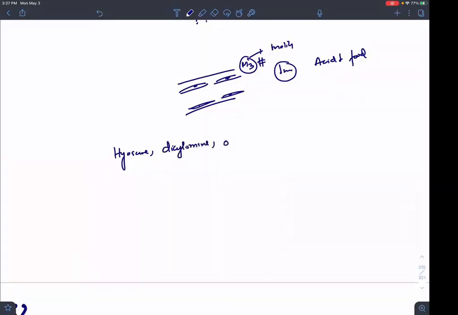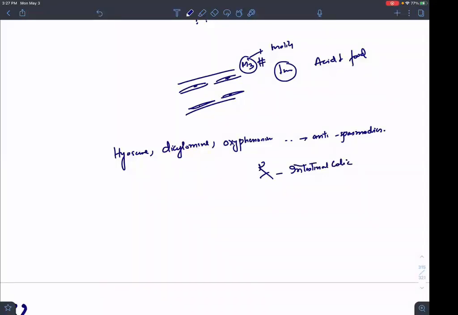You have oxyphenonium. These all can be used as antispasmodics. That's why you use them in the treatment of intestinal colic.